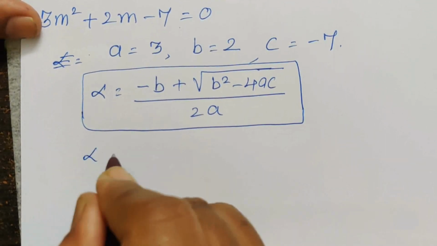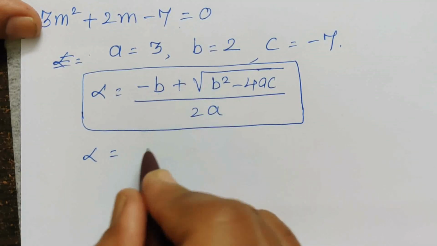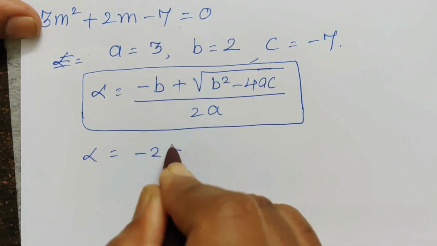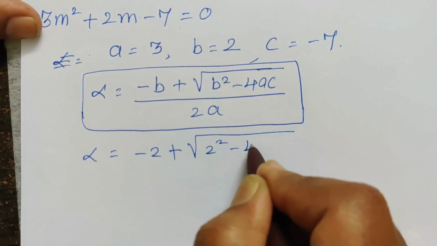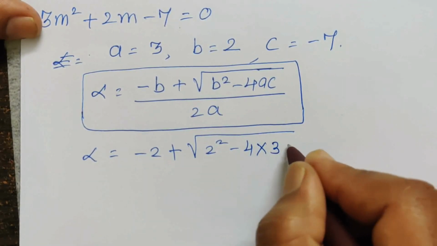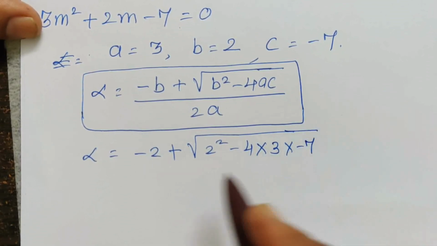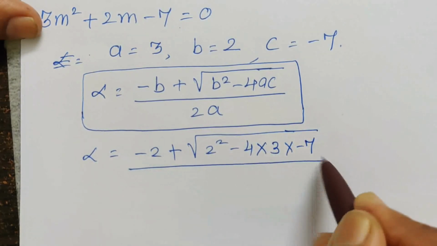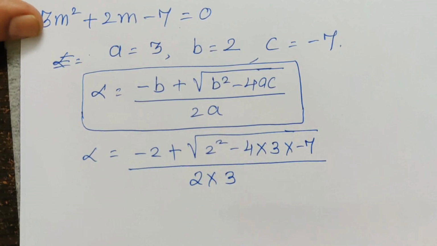So alpha is equal to minus b, that means minus 2, plus under root 2 square minus 4 multiplied by a, which is 3, and c, which is minus 7, multiplied by minus 7, upon 2a, that means 2 multiplied by 3. Now complete the calculation.